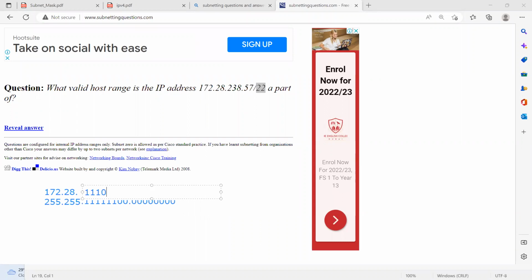192 plus 224. Then here it's blank. 224 plus 16, because it is 240. Then 8 is needed, 232. 4 is needed, 236. 2 is needed, 238, and 0 there. And then after that, 57. 57 is 0, 0.